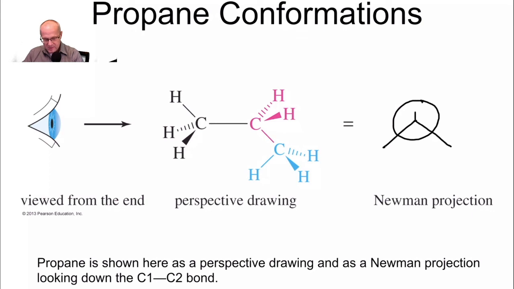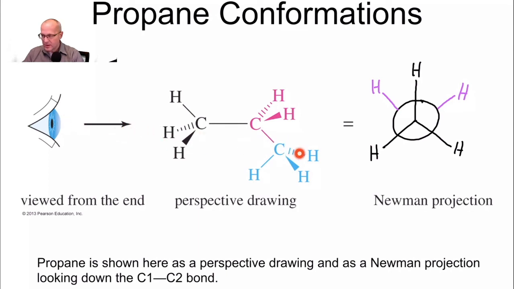Notice how I draw all my Newmans the same to start with. Hydrogen, hydrogen, hydrogen. Hydrogen there, hydrogen down to the right, hydrogen down to the left. Now if we look straight this way, we're going to see a hydrogen up and to the left and up and to the right. But then if we look straight down in this direction, what do we see? We don't see a hydrogen, we see a CH3.